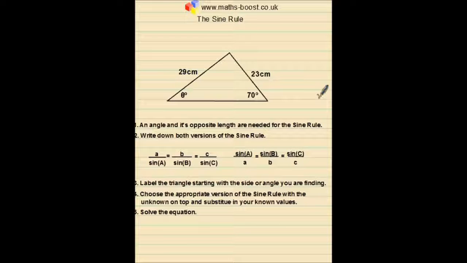So here we have the 5 steps I suggest for using the sine rule. First of all, you need to know that it is indeed the sine rule that you're going to be using, and that giveaway is that an angle and its opposite length will be known. Step 2, write down both versions of the sine rule. You're setting yourself up to get this question right by doing this. Label the triangle starting with the side or angle you've been asked to find. Choose the appropriate version of the sine rule with the unknown on top, and then substitute in your known values. And finally solve the equation.